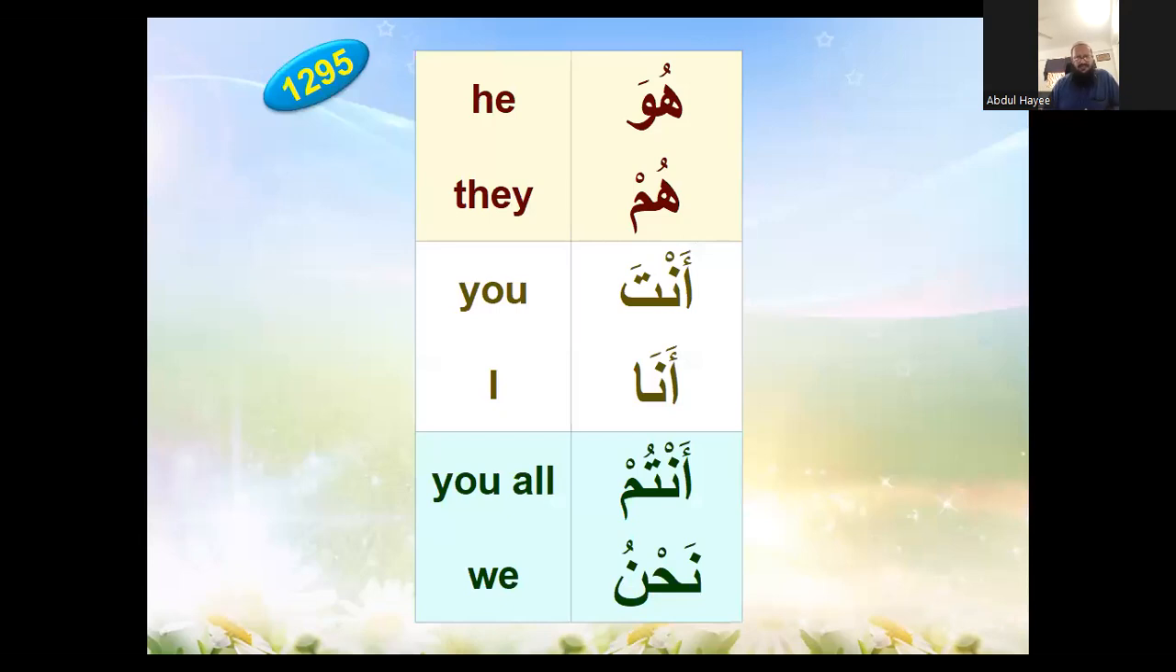Then we had this famous table, which is the base of the whole course. Huwa, he; hum, they; anta, you; ana, I; antum, you all; nahnu, we.